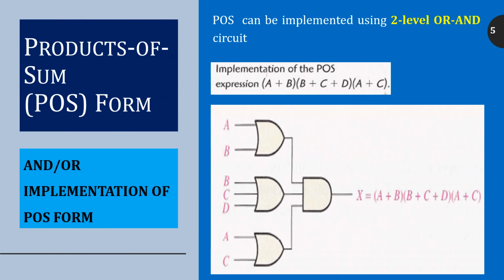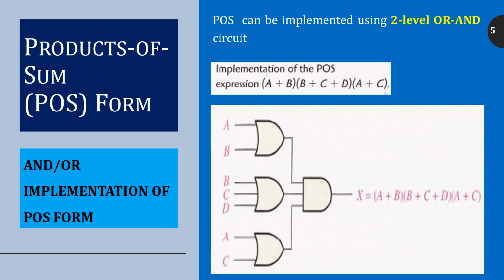POS expression can be implemented using a two-level OR-AND circuit. Now let's look at an example: implementation of the expression (a + b)(b + c + d)(a + c). For the term a + b, we are making use of one OR gate.